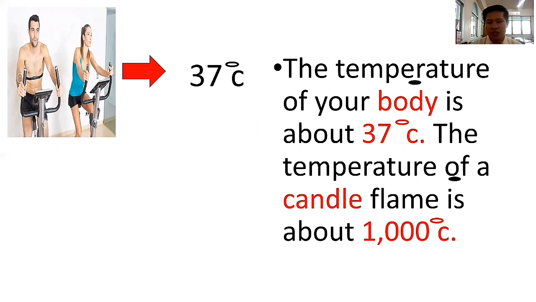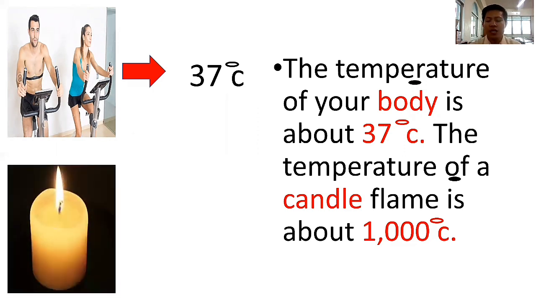Okay, let's continue. The temperature of a candle flame is about what? Very good. It is 1000 degrees Celsius. So if you are going to compare our body to a candle, the candle is hotter than our body because our body has only 37 degrees Celsius, right? And the candle has 1000 degrees Celsius. So a candle is hotter than our body.